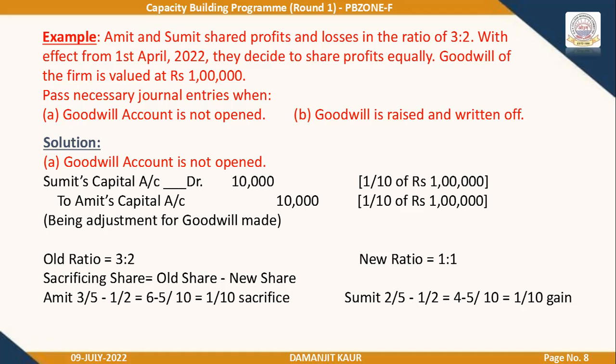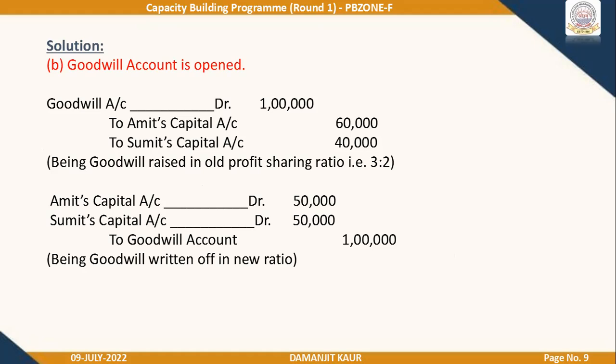If we come to the second method, when goodwill account is opened, then what we are supposed to do is, first we are to raise the goodwill with full value in the old ratio from the partners. That means goodwill account will be debited with rupees 1 lakh to Amit's capital account and Sumit's capital account. Old profit sharing ratio is 3:2. So this 1 lakh will be raised as 60,000 and 40,000 from the partners.